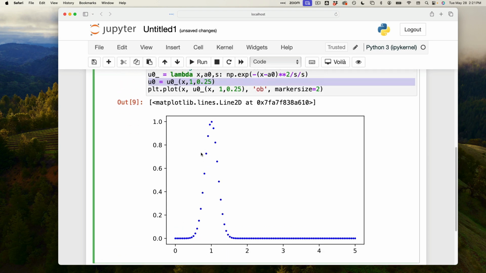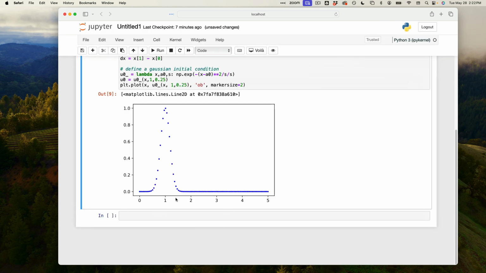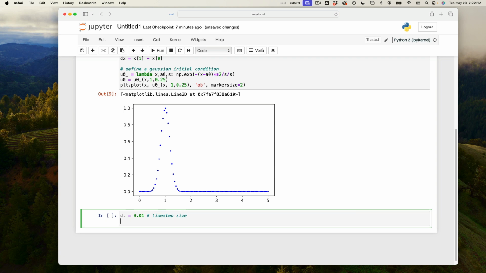Okay. So maybe I zoom out a little bit since you guys are pretty close here. All right, so now let's get into the time advance. I'm going to specify some time step size, whatever, just dt equals 0.01. We're going to come back to this point later, okay? So this is in seconds, 0.01 seconds.